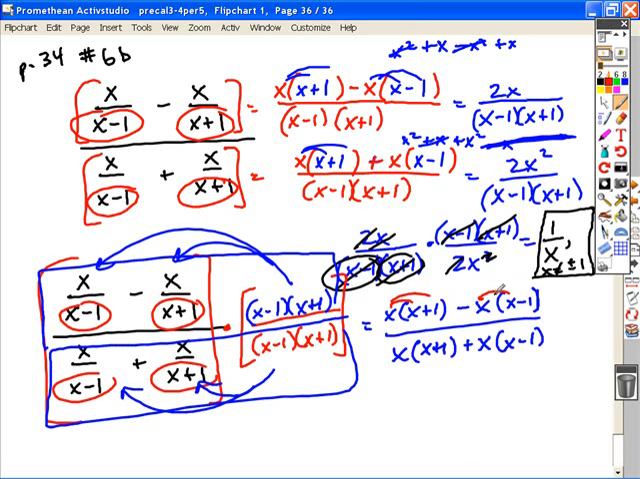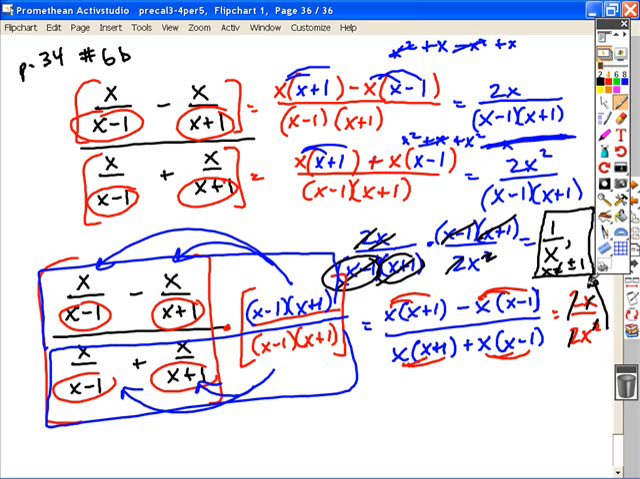When you distribute through, again, just like we did up here, we'll wind up with a 2x. When we distribute through, just like we did down in this area, we'll wind up with 2x squared. Canceling leaves you with the same answer here.